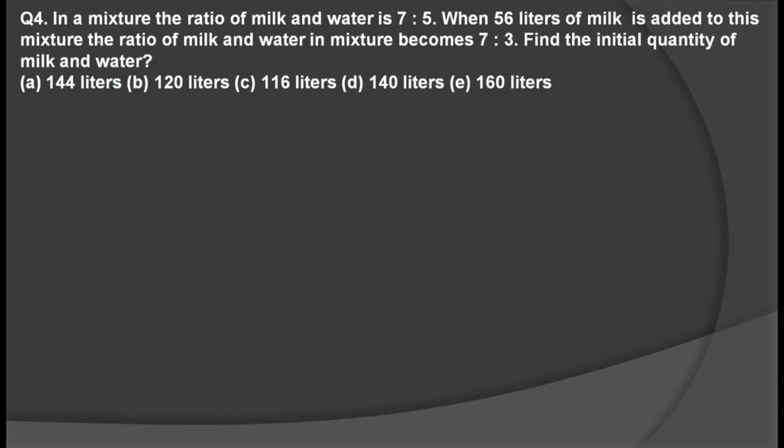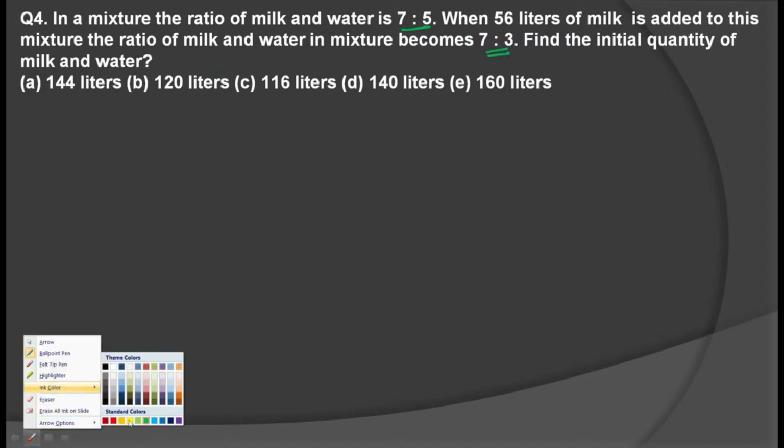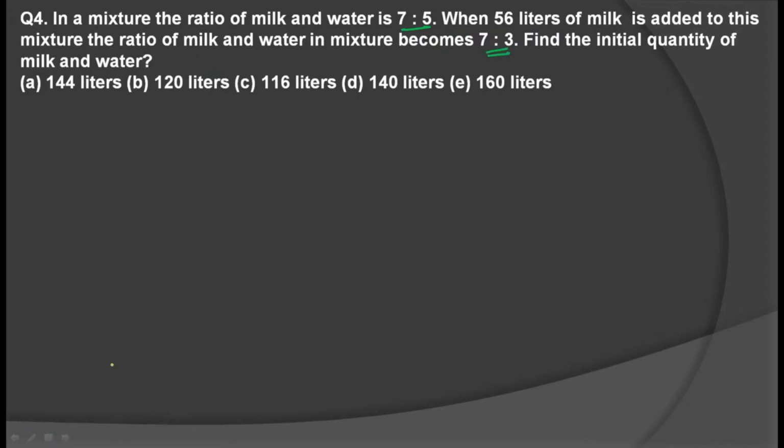Next one. In a mixture, the ratio of milk and water is 7 is to 5. When 56 liters of milk is added to this mixture, the ratio of milk and water becomes 7 is to 3. Find the initial quantity of milk and water. We just need to identify the initial quantity of milk and water. Now, in a mixture the ratio of milk and water is 7 is to 5, which means the quantity of milk is 7x and the quantity of water is 5x.